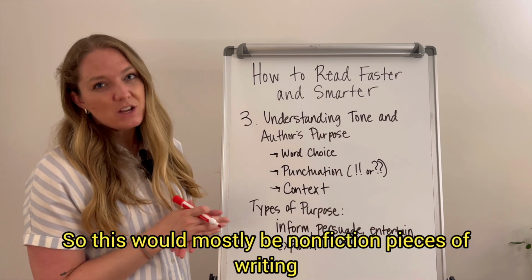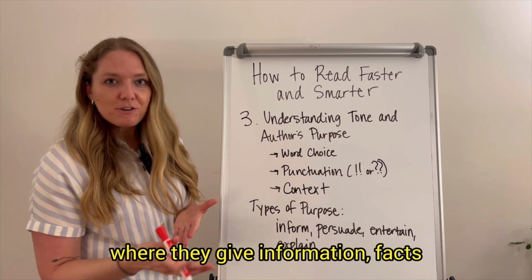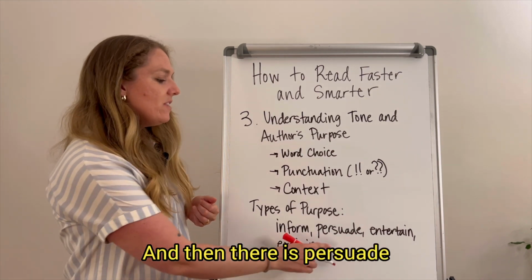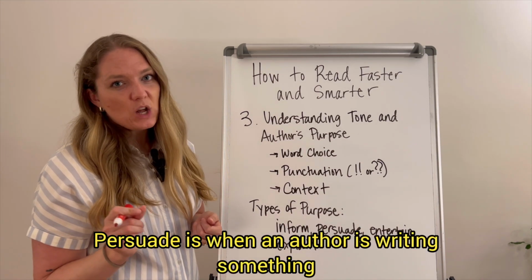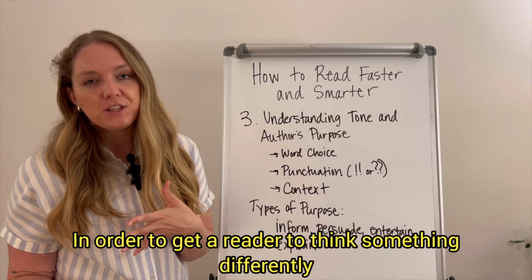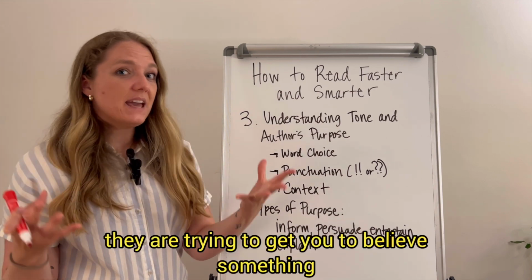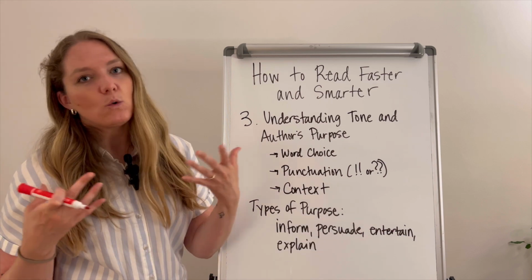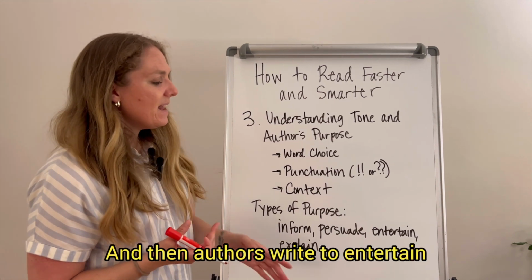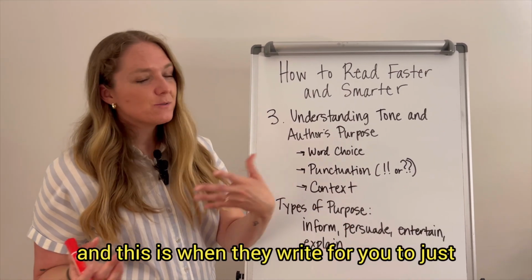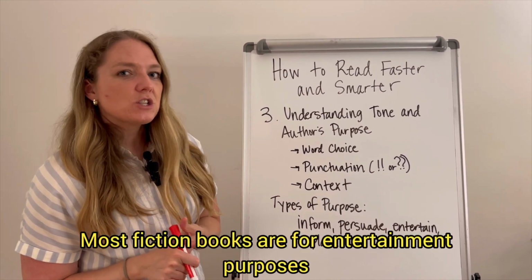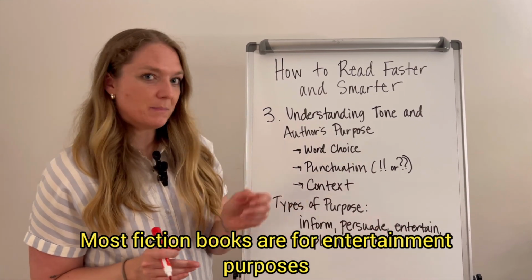So this would mostly be nonfiction pieces of writing where they give information, facts, details about a specific topic. And then there is persuade. Persuade is when an author is writing something in order to get a reader to think something differently or to do something differently. They are trying to get you to believe something or do something, and they are trying to persuade you. And then authors write to entertain. And this is when they write for you to just have fun with the story that you're reading. Most fiction books are for entertainment purposes.